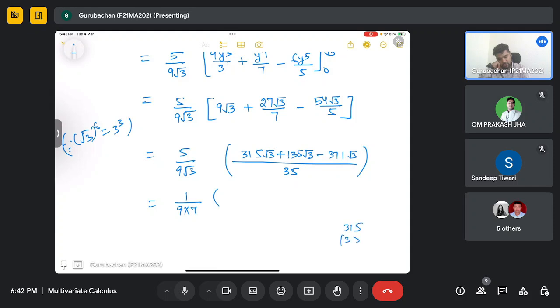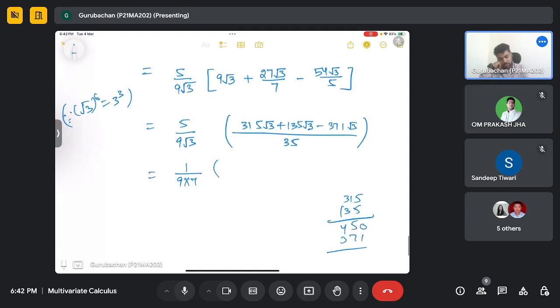315 plus 135 is 450, 450 minus 371. This will give us 79. So is 79 divisible by 9 or 7? This will be okay. Now you know what is the value of x bar.